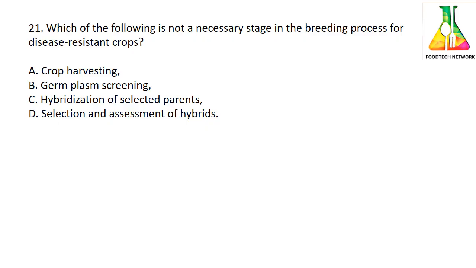21. Which of the following is not a necessary stage in the breeding process for disease resistant crops? Option A, crop harvesting. Option B, germplasm screening. Option C, hybridization of selected parents. And option D, selection and assessment of hybrids.